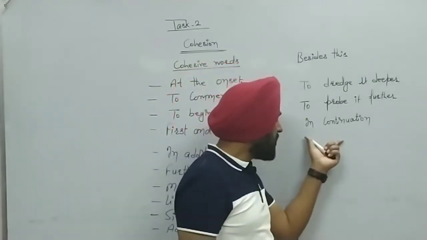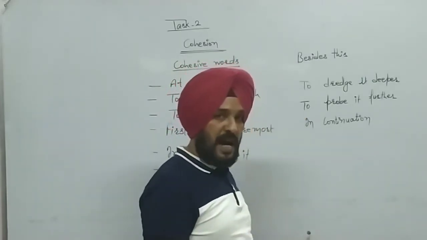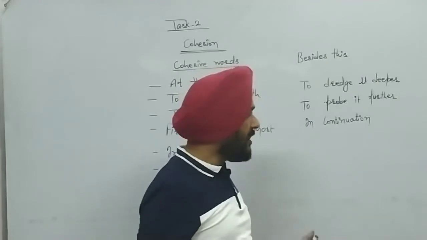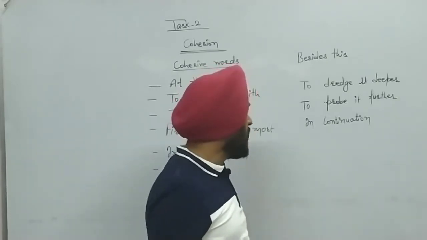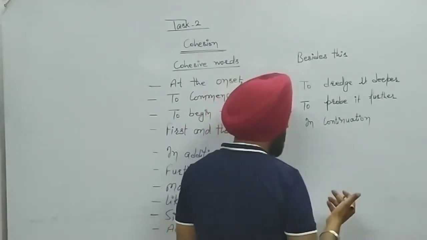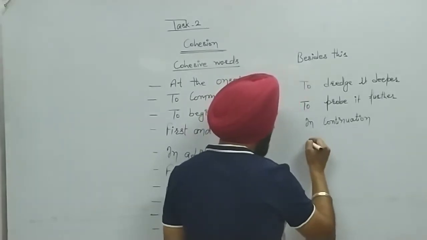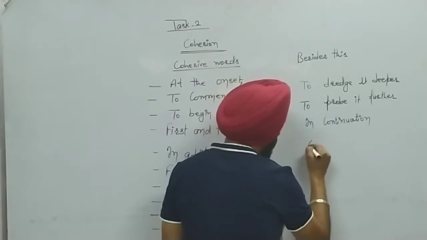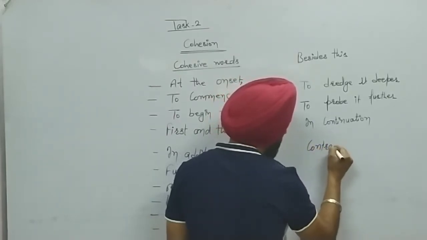Suppose your second body paragraph views are contradictory with those of your first body paragraph. In that situation, your connector would also be different. Your connector in that situation can be "Contrary to it."